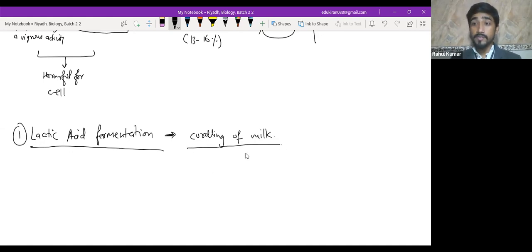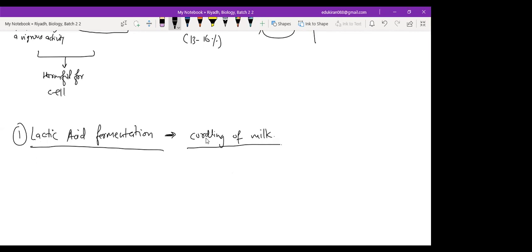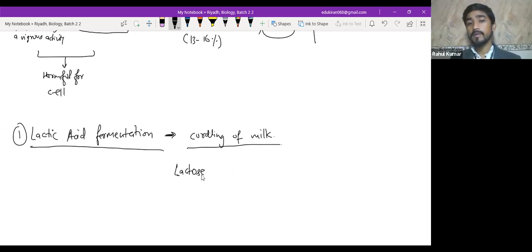Just like glucose is a sugar, correct? Fructose is also a sugar. Similarly, lactose is there in your milk. And what is lactose? Find out the monomers of lactose, okay? So lactose gets converted into lactic acid.